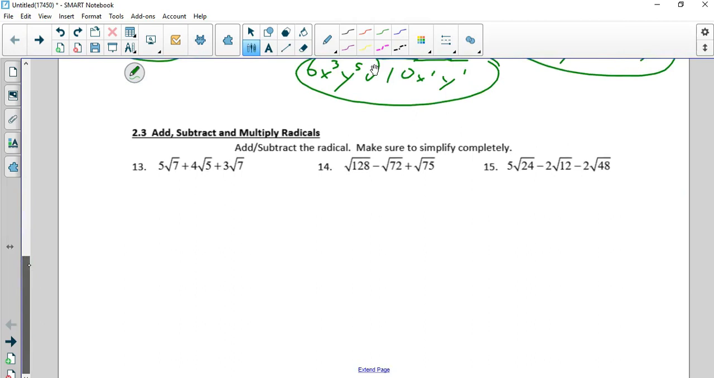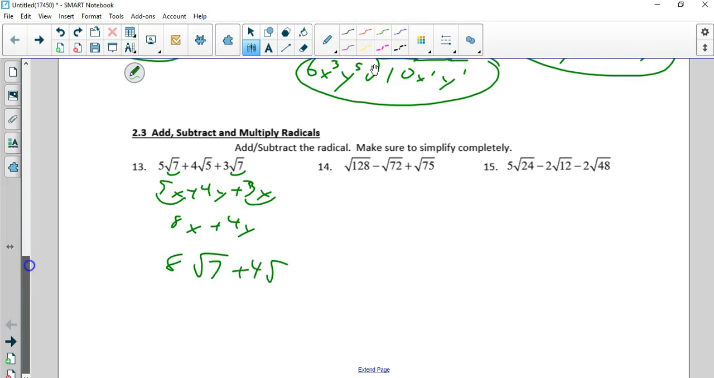Right here. Let's step back a little bit. This is no different, theoretically, than 5x plus 4y plus 3x. We join like terms, right, and get 8x plus 4y. Same concept here. This radical 7 is just a thing. We're doing 5 of these plus 3 of these is 8 of these. What are these? Radical 7. Plus 4 of those. What are those? Radical 5. The same idea as adding x's and y's.